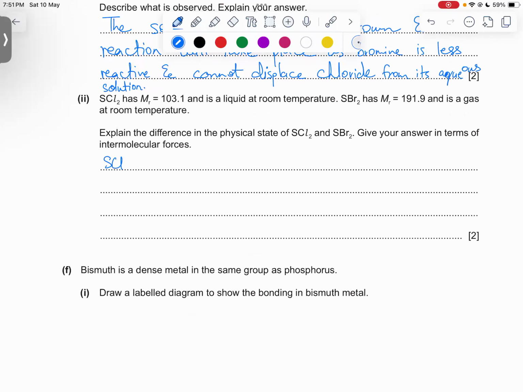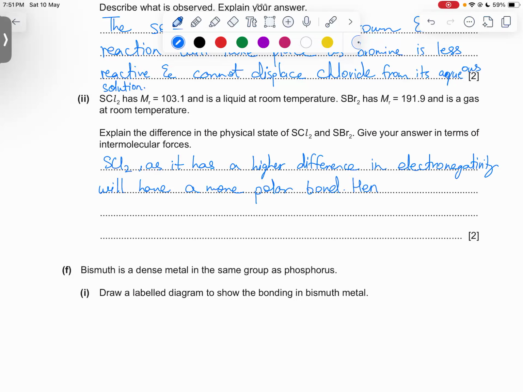So we are going to say SCl2, as it has a higher difference in electronegativity, will have a more polar bond. Hence, it will have stronger permanent dipole forces.